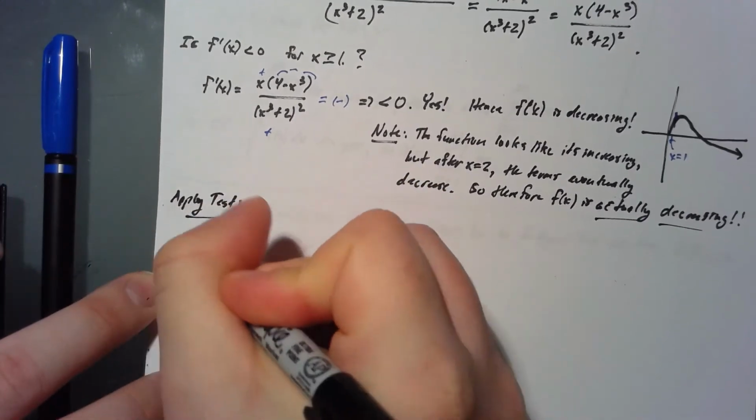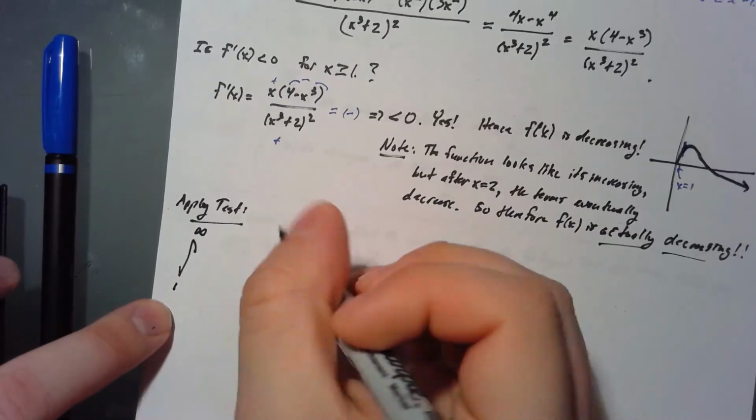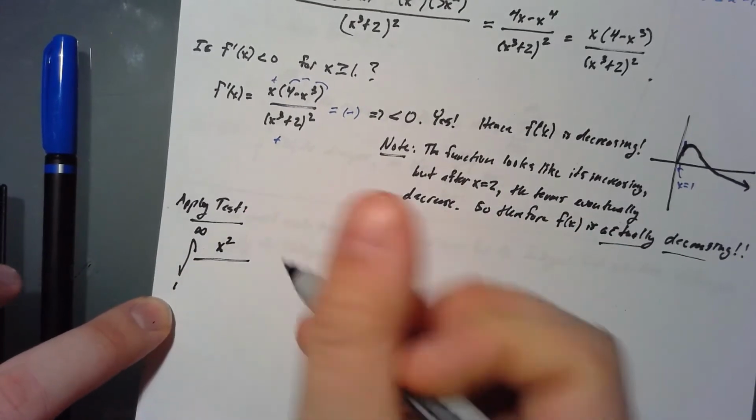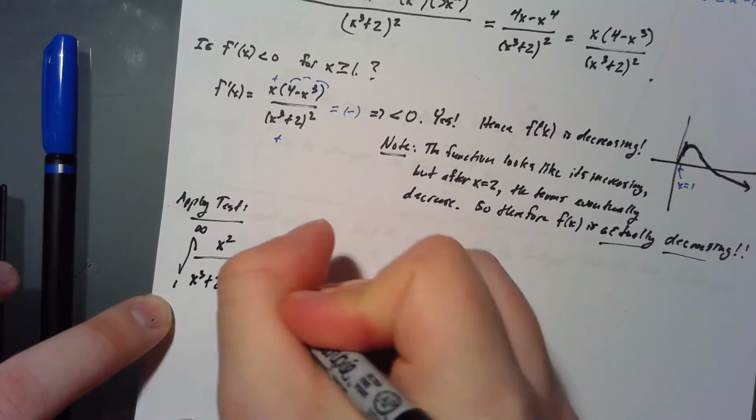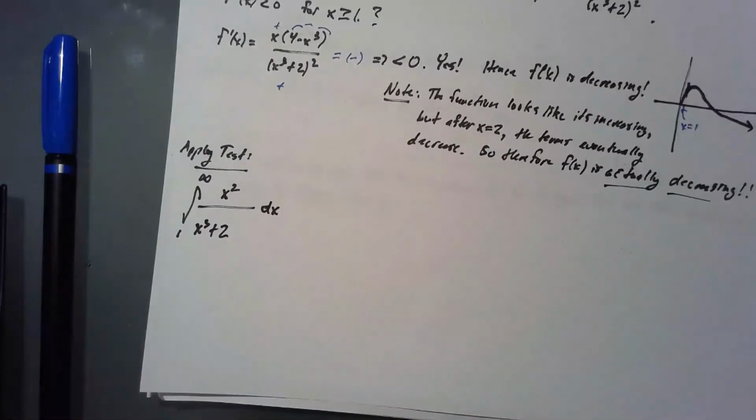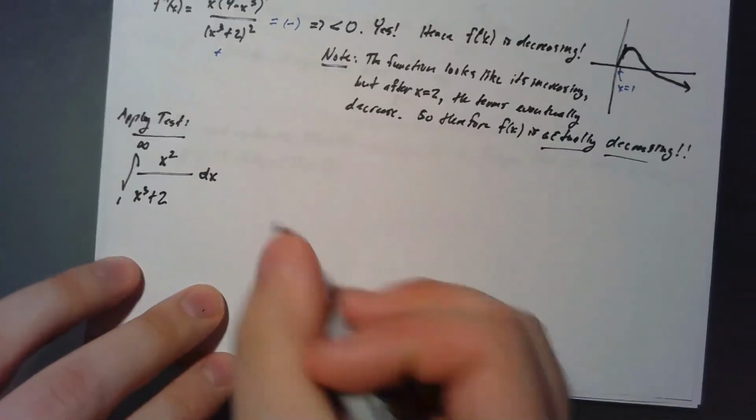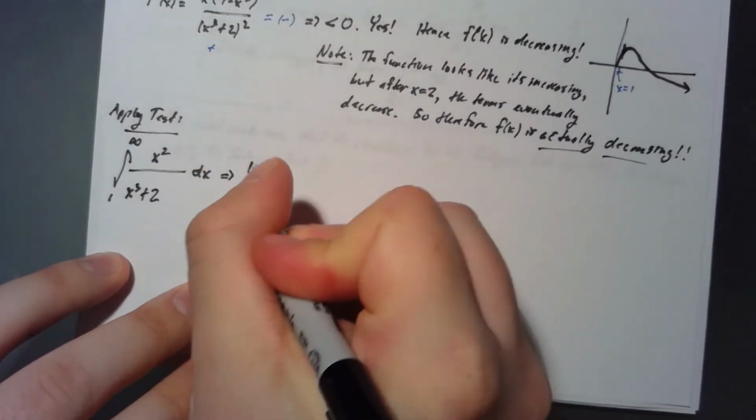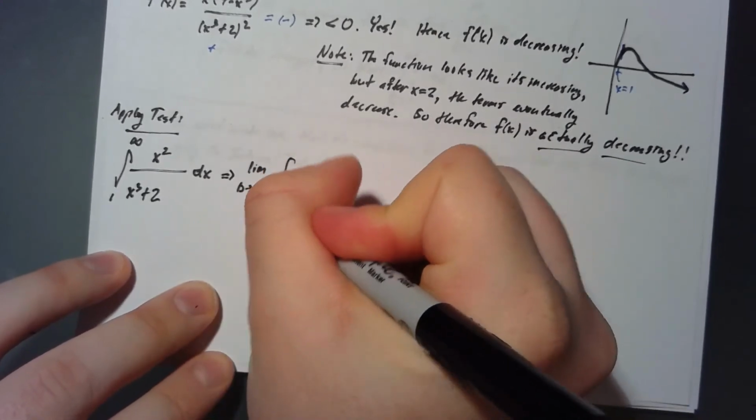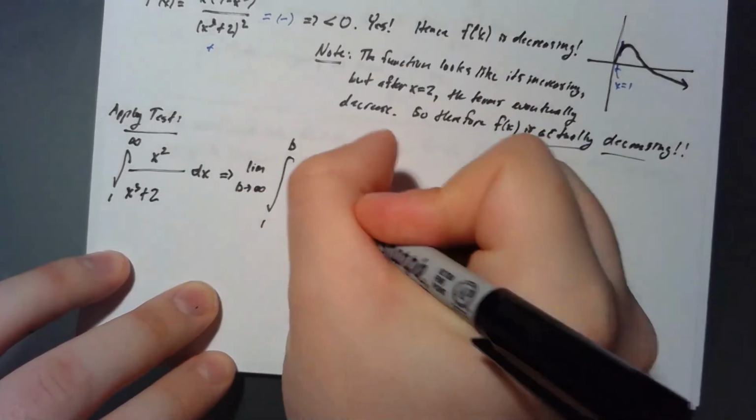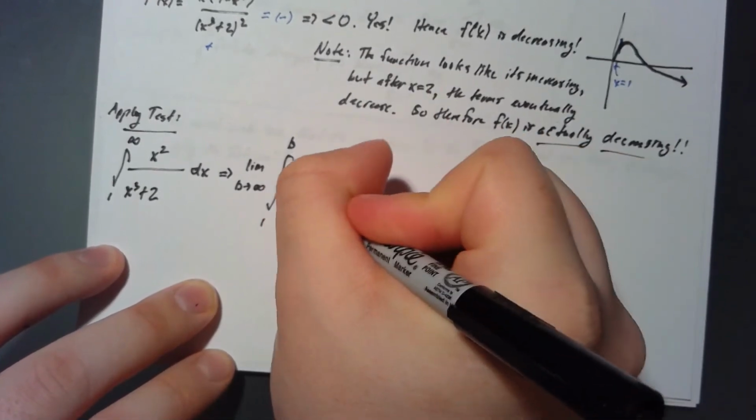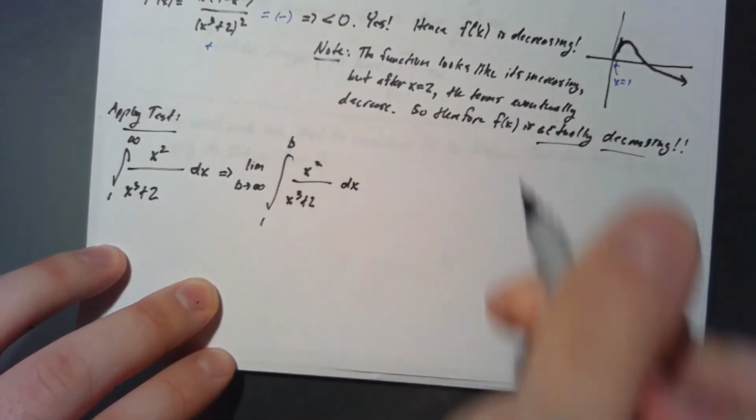Take the integral from 1 to infinity of x squared over x cubed plus 2 dx. So how do we integrate this? Well, this is an improper integral. So this time I'm going to do that first. Let's rewrite this as the limit as b approaches infinity of the integral from 1 to b of x squared over x cubed plus 2 dx. Now how do we integrate this? Use substitution, right?